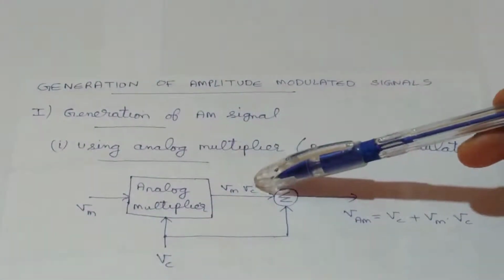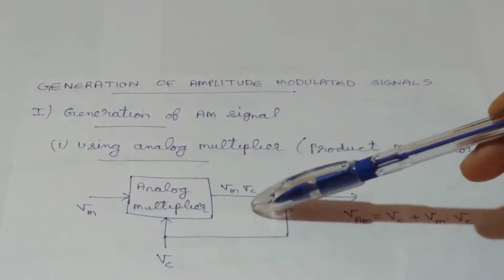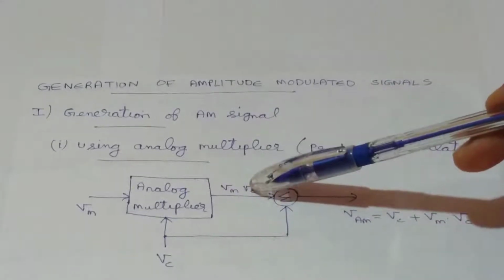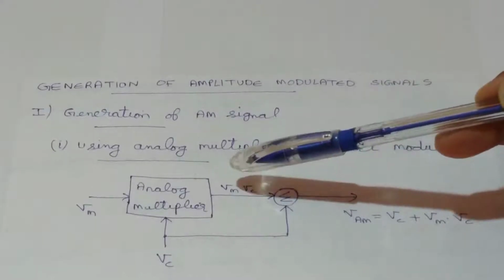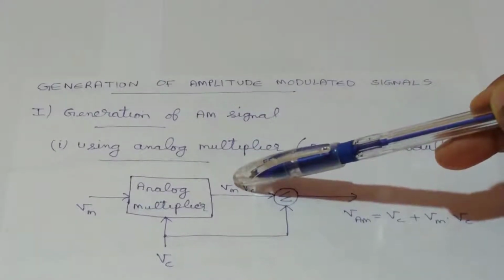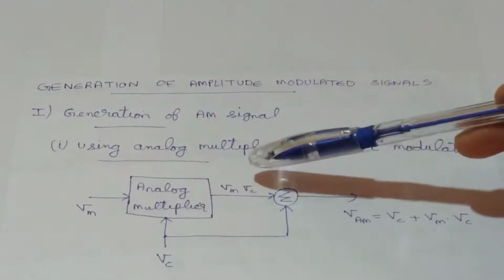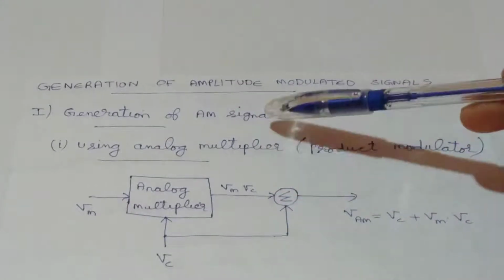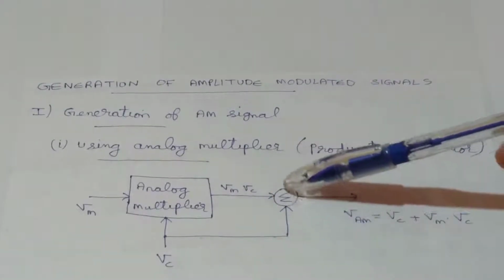Then this VmVc term actually represents our double sideband suppressed carrier signal. That means this VmVc consists of upper sideband plus lower sideband components. Then the basic amplitude modulated signal consists of three components: upper sideband, lower sideband and full carrier component. So to get an AM signal we need to add the carrier component to this VmVc. For that we are using this summing section.